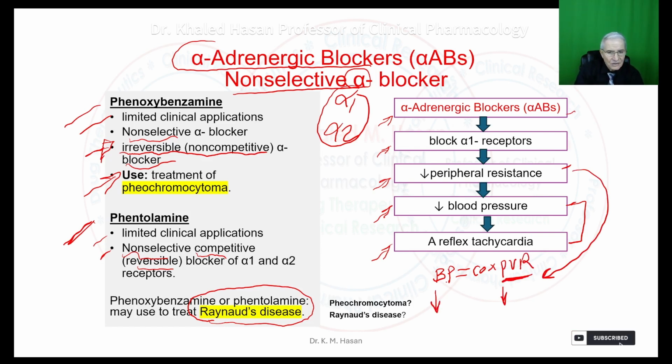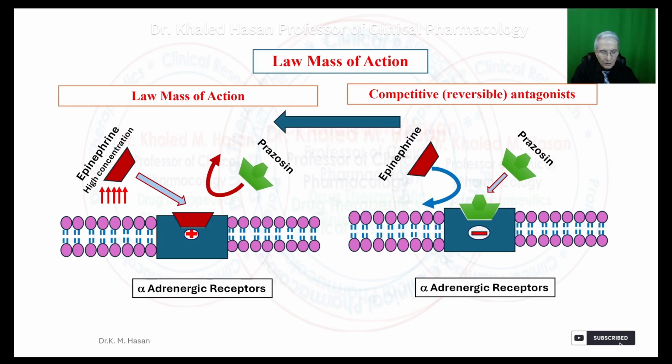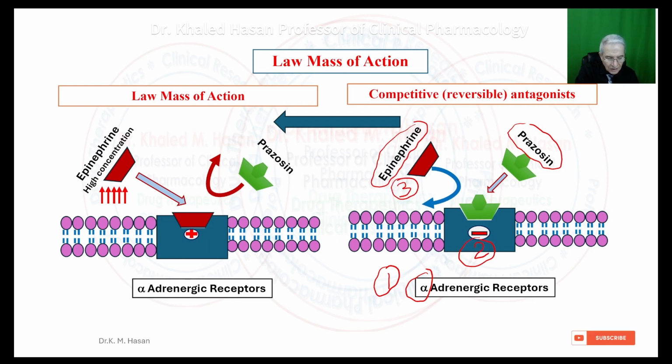So this is an easy explanation for alpha blockers. This graph represents the concept of a competitive reversible antagonist between Prazosin and epinephrine. When we prescribe Prazosin to your patient, the Prazosin will, number 1, bind to the alpha receptor, number 2, block the alpha receptor, and number 3, prevent epinephrine from binding to the receptor. So the result of Prazosin binding will be blocking the receptor and preventing epinephrine from binding.